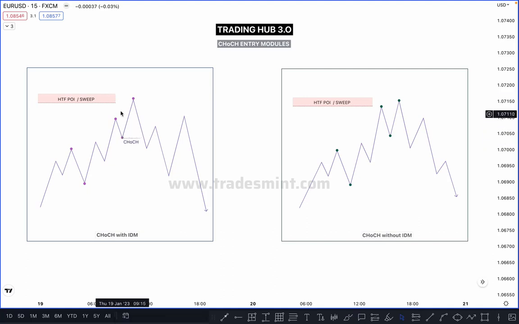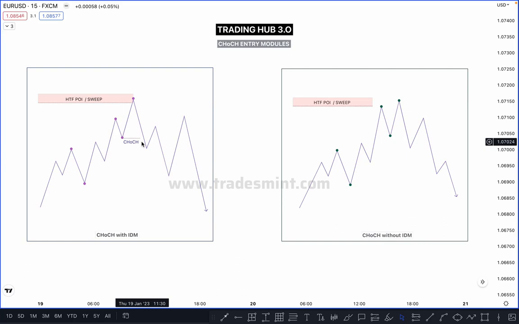So this one is our change of character, and price tapped on your PD zone and maybe swept the previous major high. You can see here, when the market breaks this low, price can break this low and sweep and close below it. It doesn't matter. In both scenarios these are valid, but you have to wait for additional confirmation from the inducement. If price creates inducement, then you can sell.